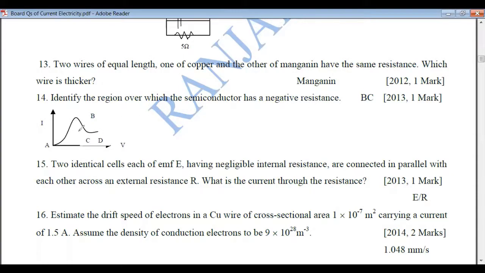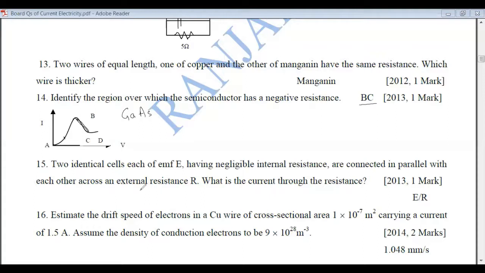Okay, this graph between V and I we have already discussed. This is for gallium arsenide semiconductor. Now which part is representing negative resistance? From here to here the graph is linear and this part is representing the non-linear region, and this part B to C is representing negative resistance. So which part is representing negative resistance? BC part.